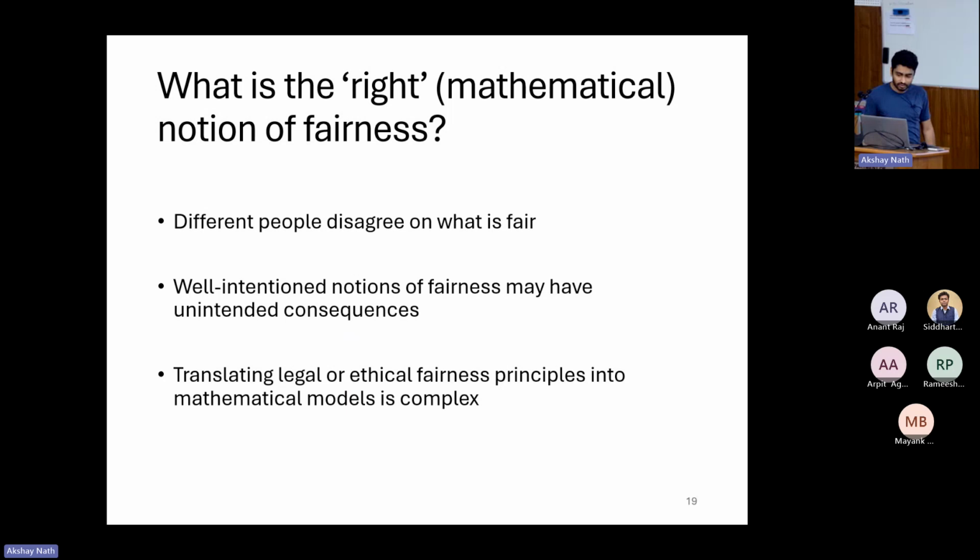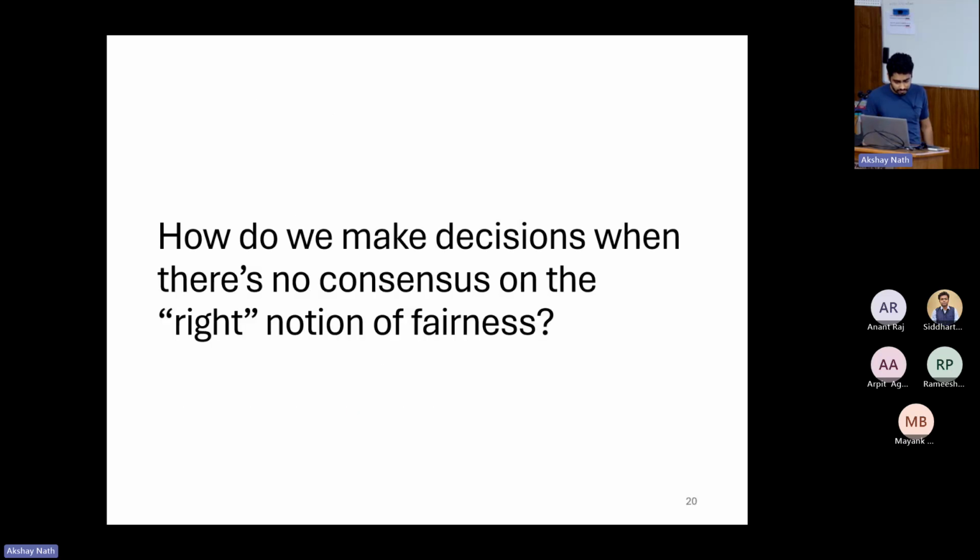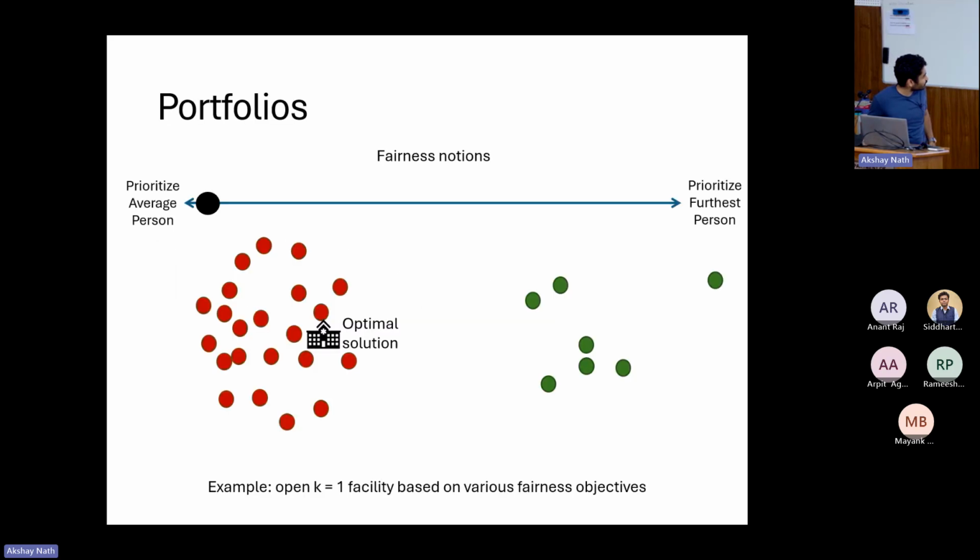And finally, it is very difficult to translate legal fairness principles into mathematical models, right? So there are many issues with coming up with a definitive fairness objective. And so how do we make decisions? This is a central question we want to ask.